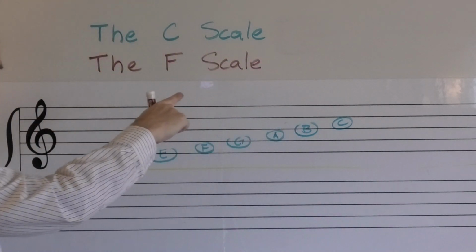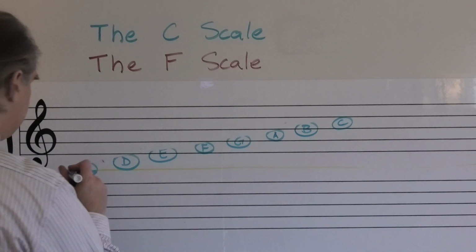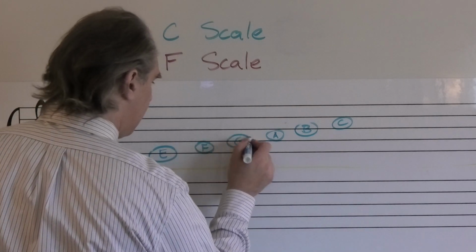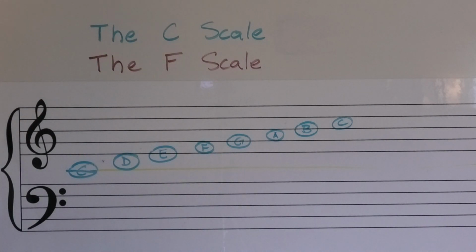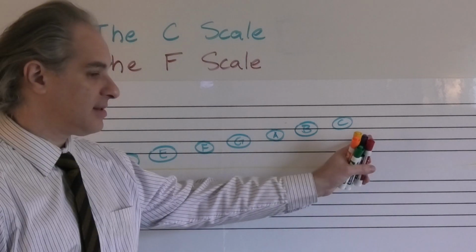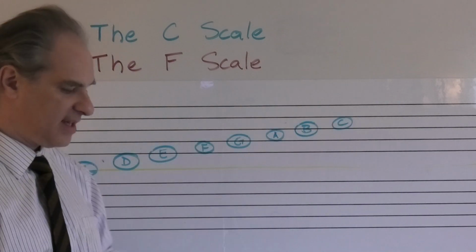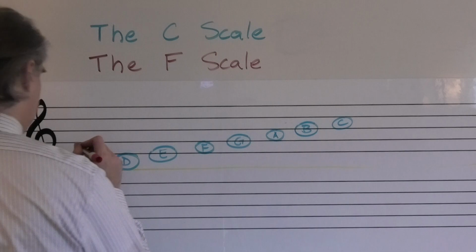Scale. What does scale mean? You wrote it down? Seven notes in succession. Right. So, if I say the F scale, what do you suppose the F scale is? If the C scale starts and ends on C and includes all the notes in between, what do you suppose the F scale would be? Starts and ends on F. So let's write the F scale.